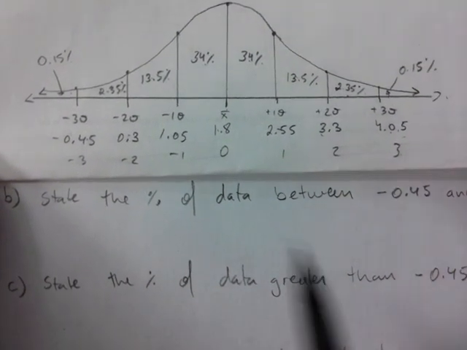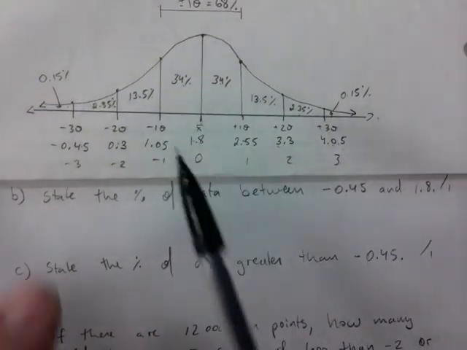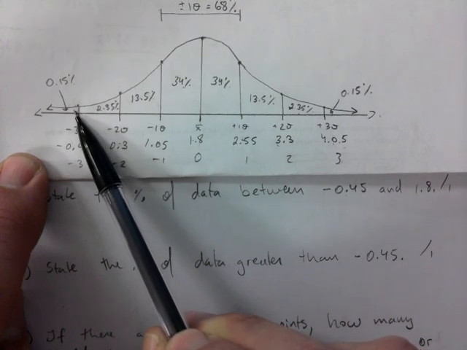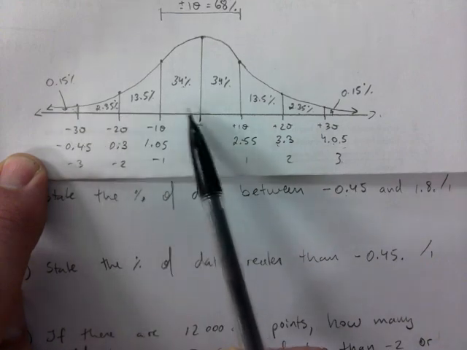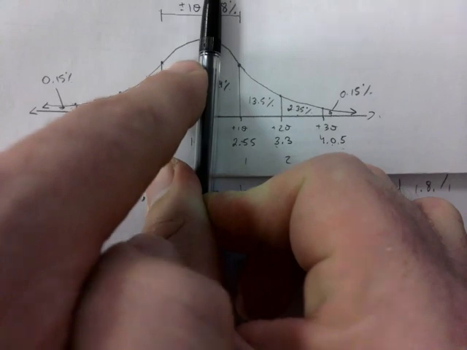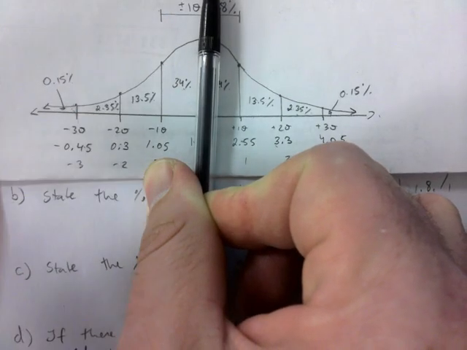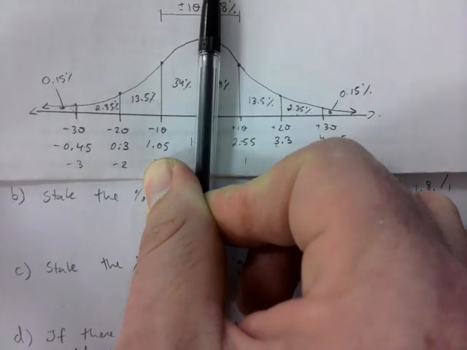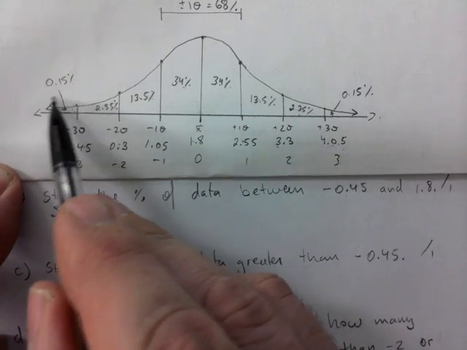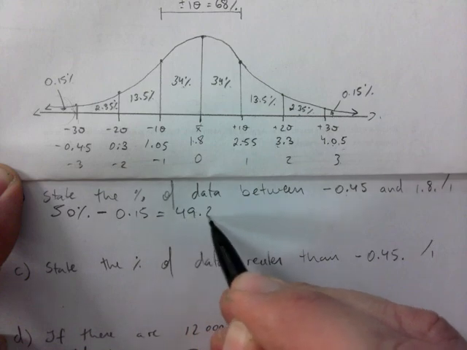So state the percentage of data points between negative 0.45 and 1.8. So we're looking at between here and 1.8, right? Anywhere in between here. Watch how I do this. 1.8 is right in the middle. So I know that everything to the left is, what percentage of data points would be to the left of the middle? 50, right? So I just do this, 50% minus this little sliver here. And that gives me 49.85%.